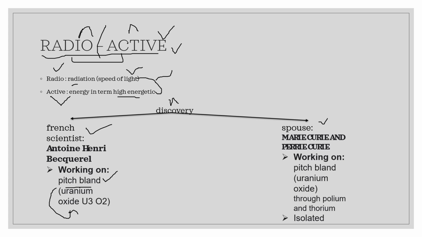Secondly, after that, came the spouses Marie Curie and Pierre Curie. They also worked on the same compound, but they worked in an isolated system. Becquerel only took uranium oxide, but this couple used polonium and thorium to gain the pitchblende.